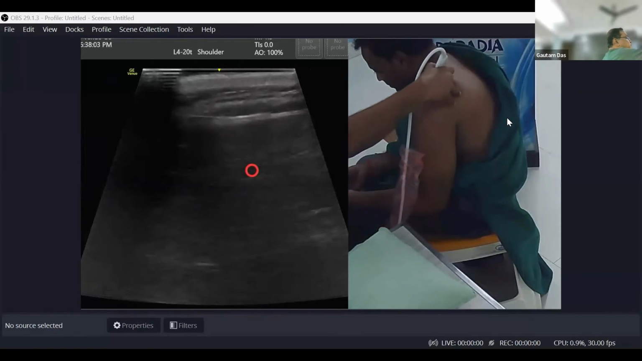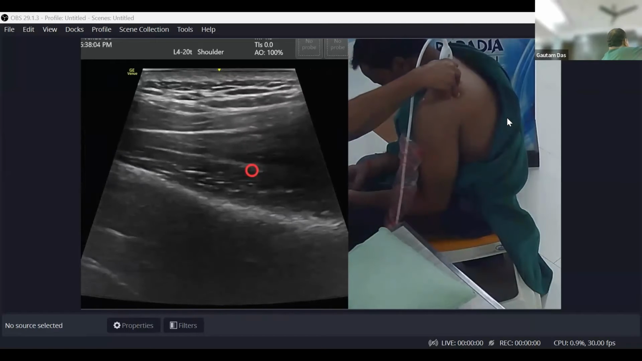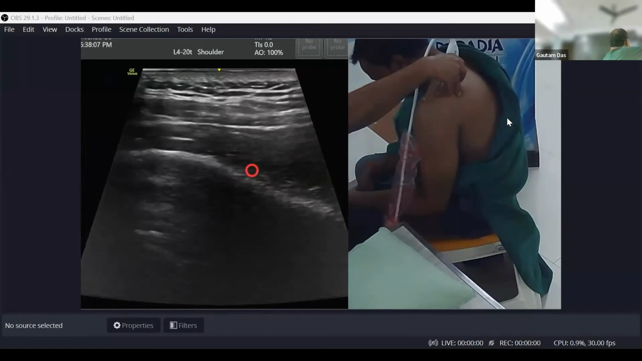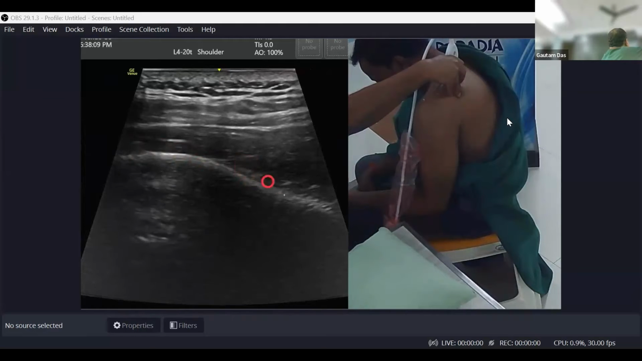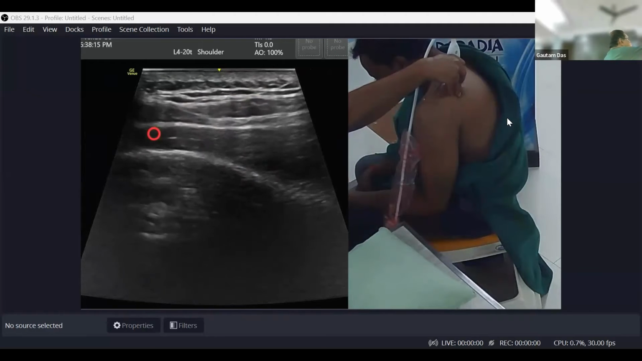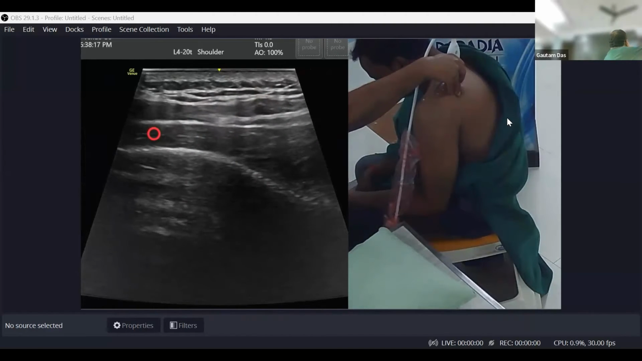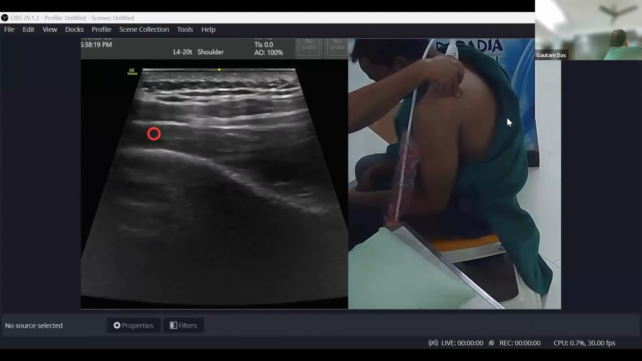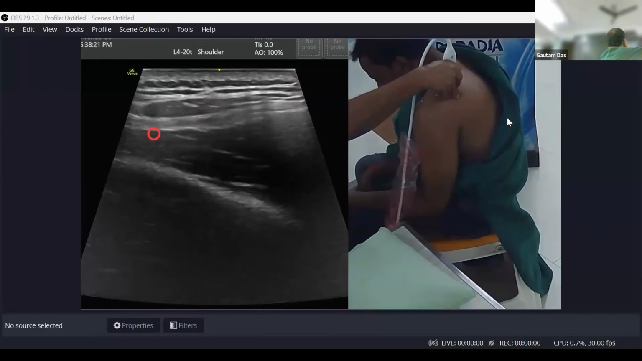So where is my probe? My probe is above. If I'm going lateral side, this is your scapula, this is your trapezius, this is your supraspinatus muscle. The more medial you go, the thickness of the supraspinatus is less. Laterally you are coming, supraspinatus thickness is increasing.